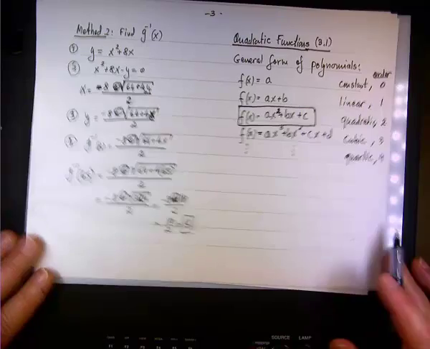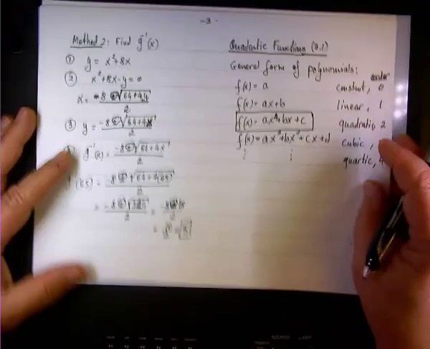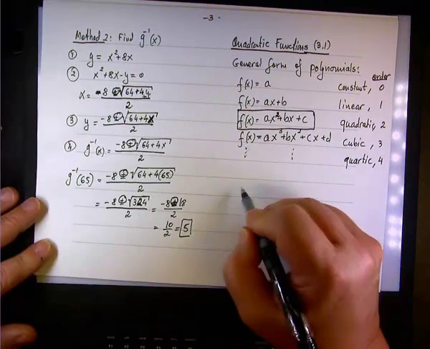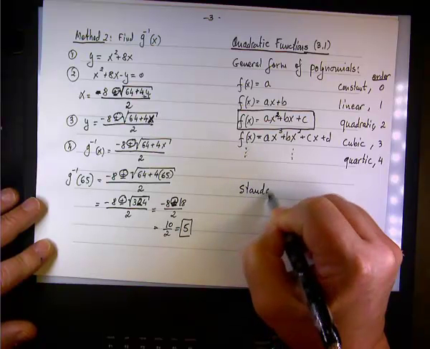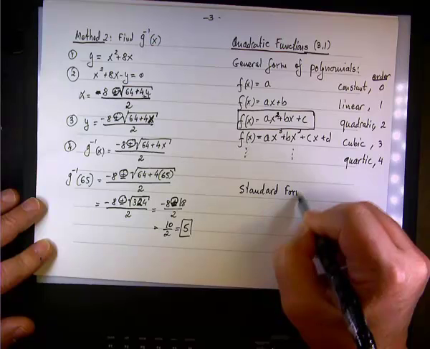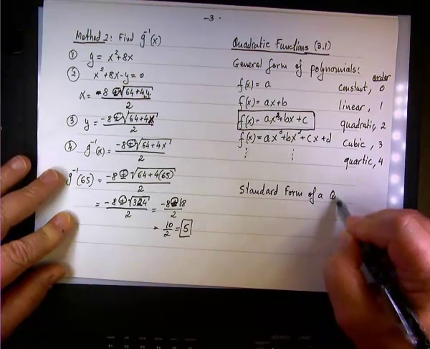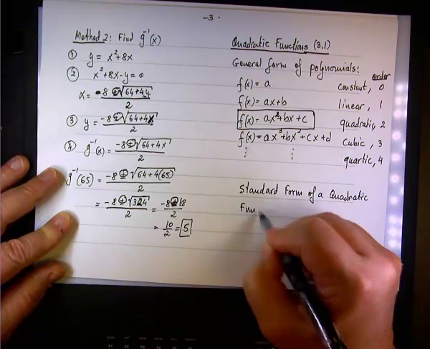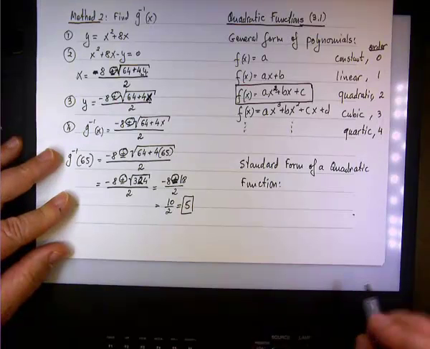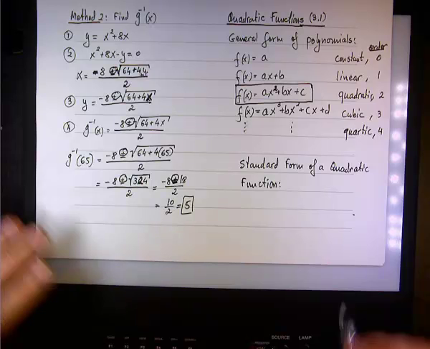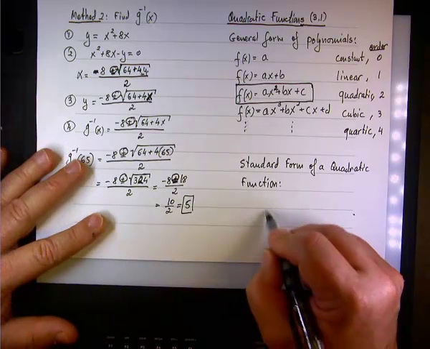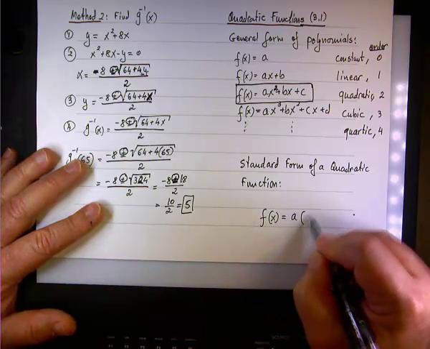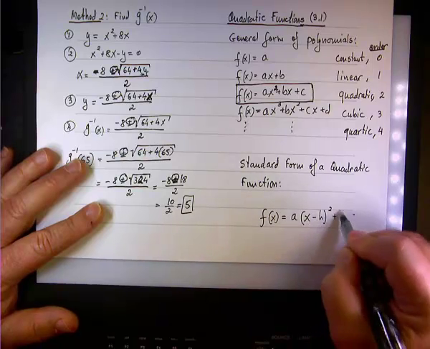Now, the standard form of a quadratic function looks different. You probably recognize it as the vertex form of a quadratic function. It's going to be f of x equals some coefficient a times x minus h squared plus k.